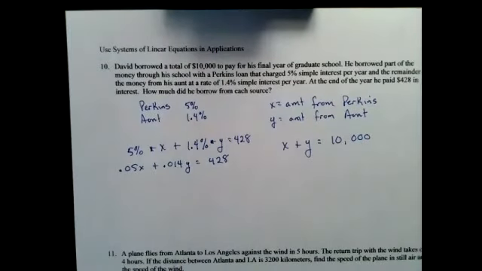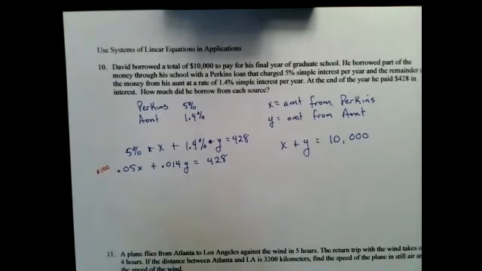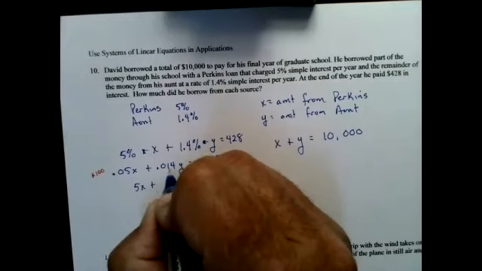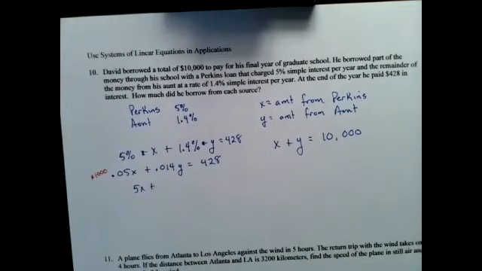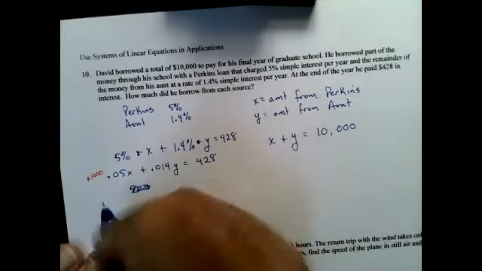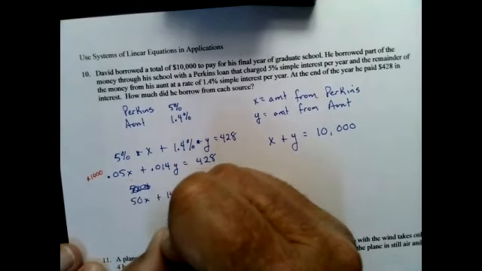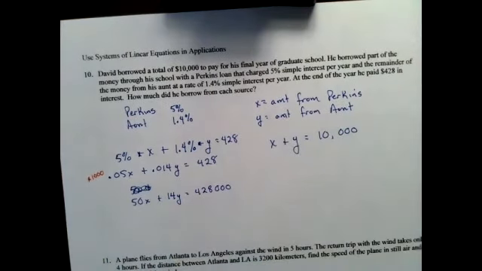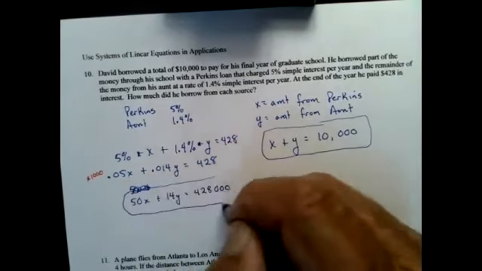I'm going to multiply everything by 1,000 because I need to move this over 3 decimal places. So this is going to be 50x plus 14y equals 428 followed by 3 zeros. Equation number 1. Equation number 2.